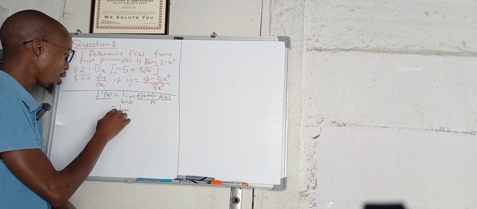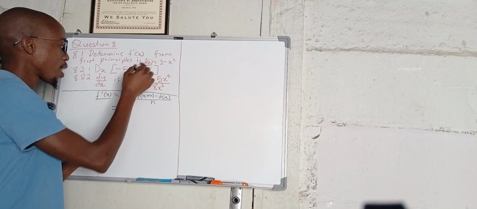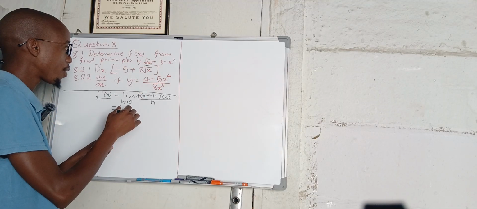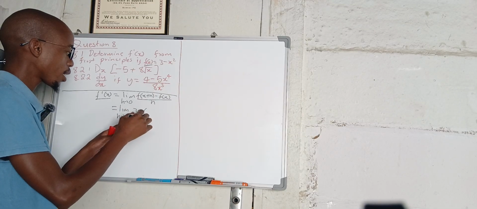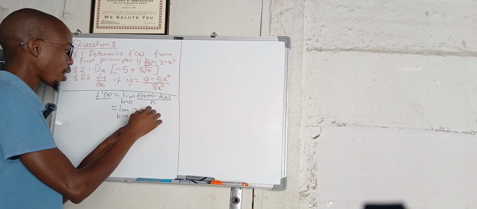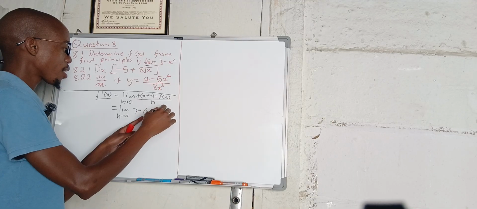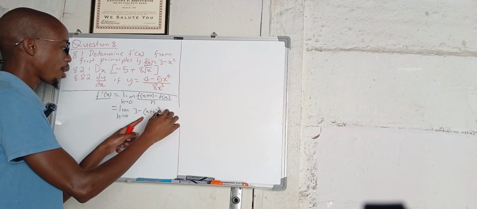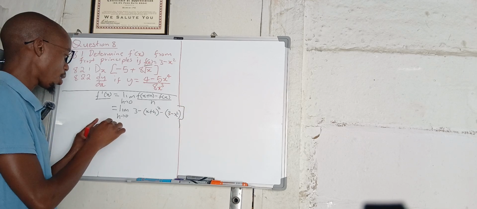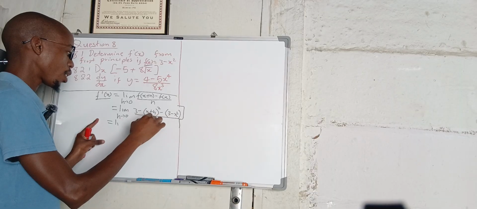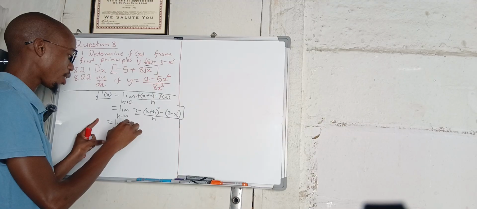We will be having limit as h approaches 0, and then we have our f of x. So basically, we will be having 3 minus, in brackets, x plus h, squared, minus 3 minus x squared. So now we will continue with this, limit, all over h. Limit as h approaches 0. We still have our 3 minus.